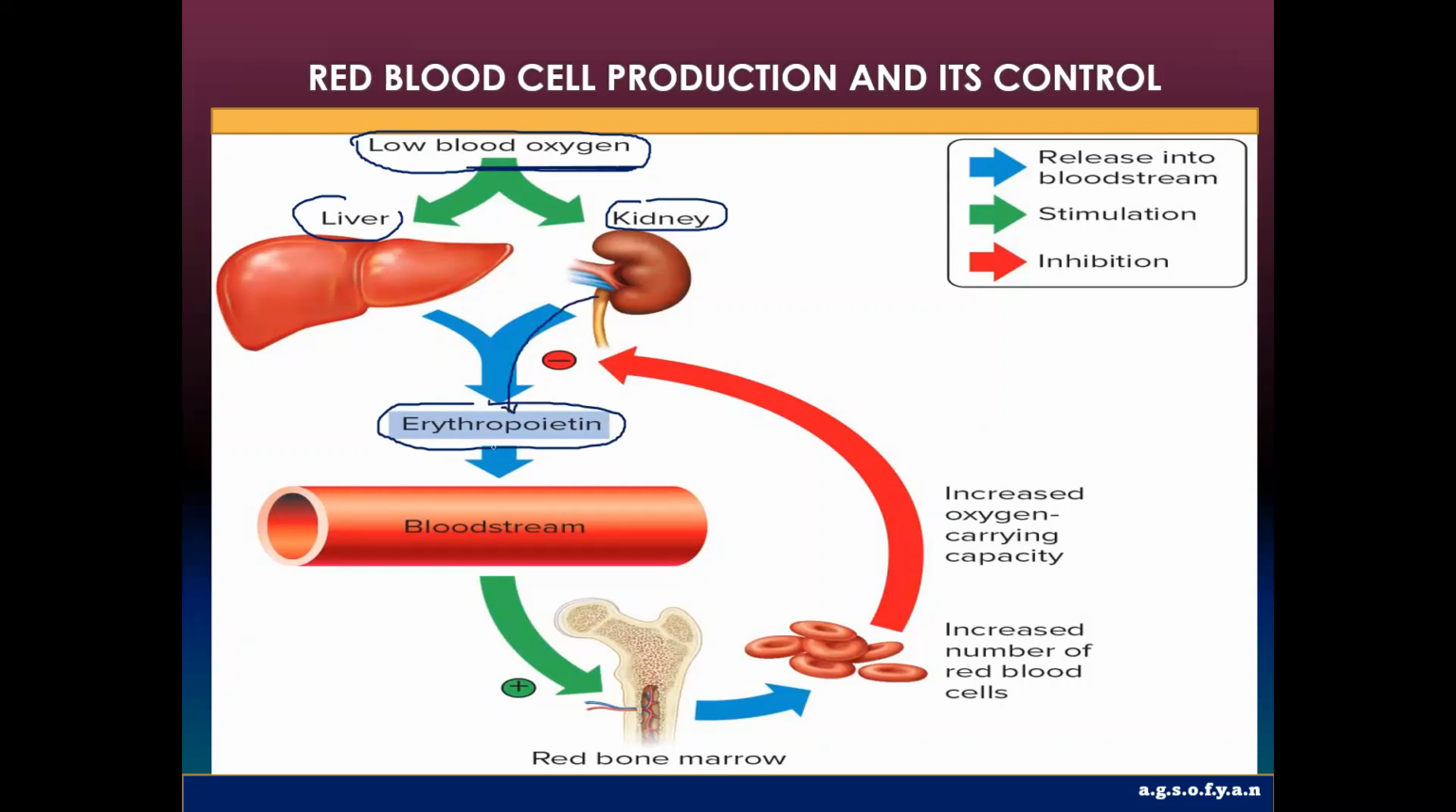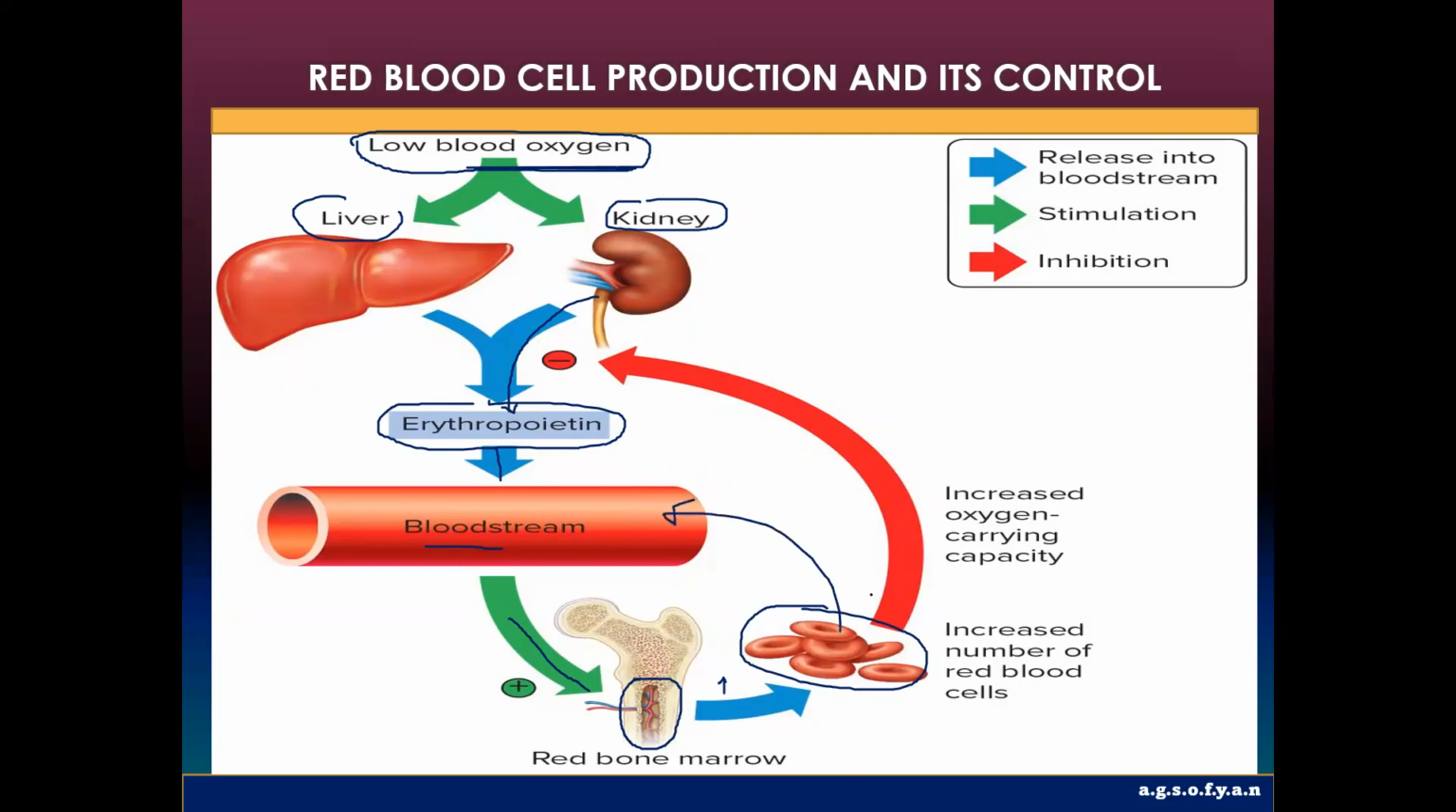Erythropoietin will go to the bloodstream and finally reach the red bone marrow, which is part of bone tissue. This is the place for making blood cells, including the red blood cell. Because EPO, or erythropoietin, reaches the red bone marrow, it will stimulate the production of red blood cells. The red blood cells produced from the red bone marrow will then go to the bloodstream.